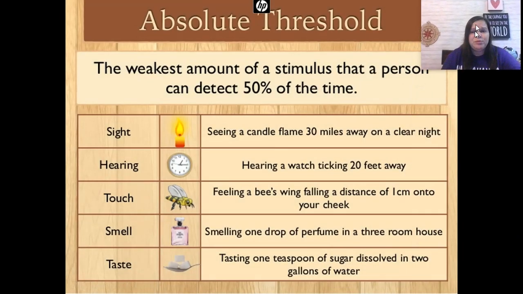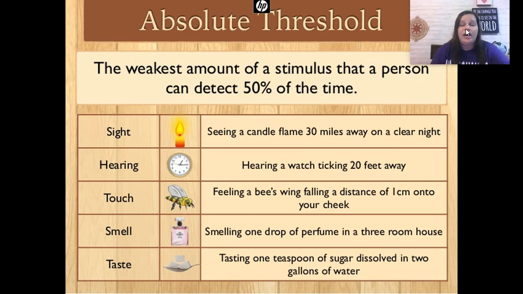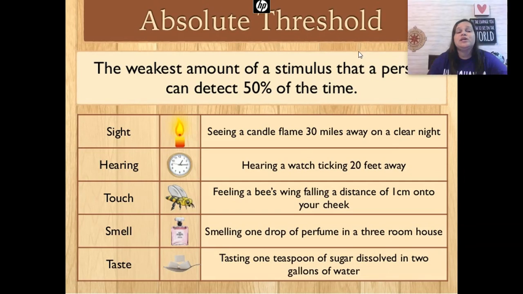Now, I don't actually know who came up with these, but these are some classic examples of absolute thresholds. The weakest amount of stimulus a person can detect about 50% of the time. For sight, it's seeing a candle flame 30 miles away on a clear night. Now, I would say you don't need to write all these down, but just kind of have an idea of what they are like. Hearing a watch ticking 20 feet away. That's really far. Can you hear the clock in our classroom most days? Touch, this one's great. Feeling a bee's wing falling a distance of 1 centimeter onto your cheek. So feeling a bee's wing landing there. Actually, I feel like I would feel that. Smelling one drop of perfume in a 3-room house.